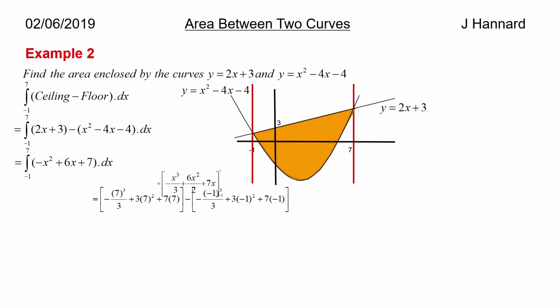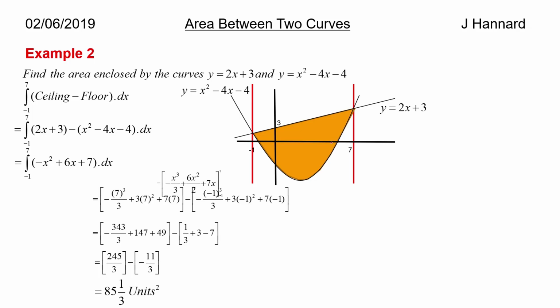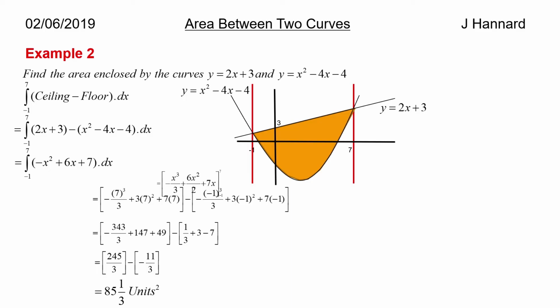You put the 7 through and you put the 1 through, take them off each other, and you get that. Tidying that up, you get that, which is 85 1/3 units squared. And there you have it. You now know how to work out the area between two curves.